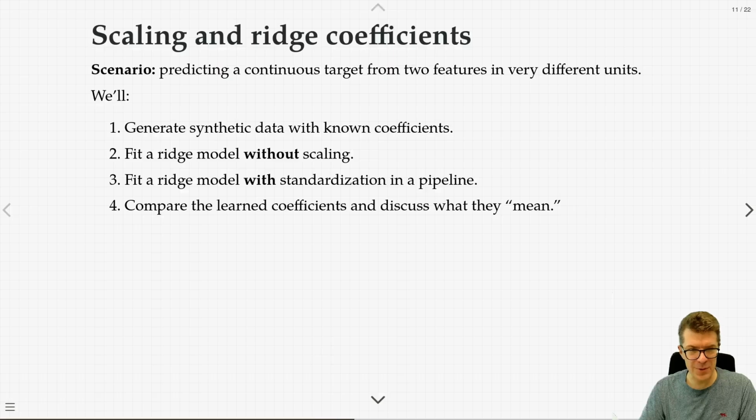These are some examples. The first example is we're going to look at scaling and ridge coefficients. We're going to predict a continuous target. We're going to do a regression. We're going to have 2 features only, but those features are going to be in very different units. We're going to generate some synthetic data with coefficients that we know. We're going to fit a ridge model without scaling, and we're going to fit a ridge model with standardization in our pipeline. And then we're going to compare the learned coefficients, and we'll discuss what they mean.